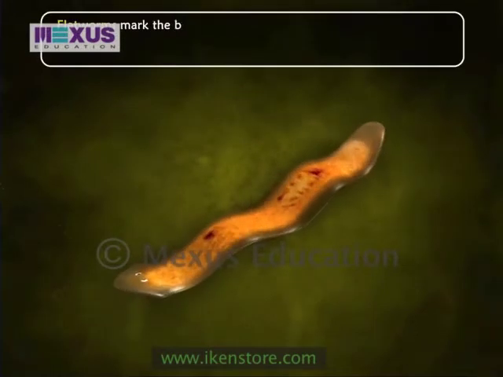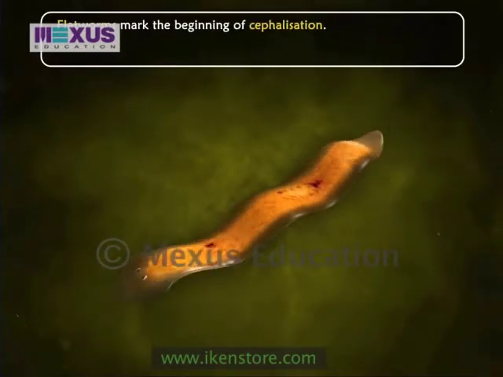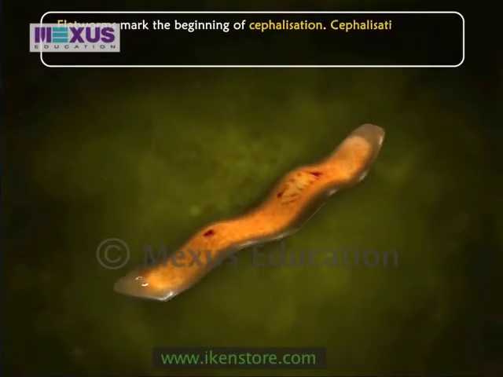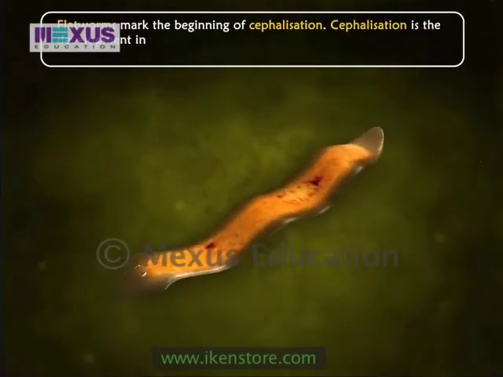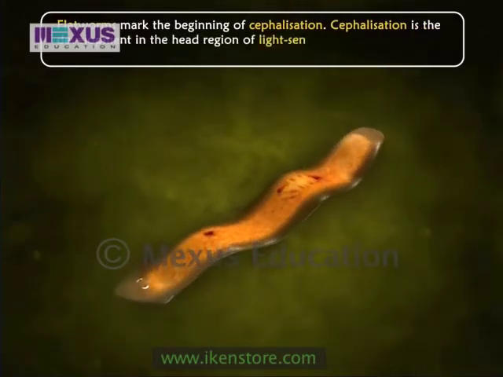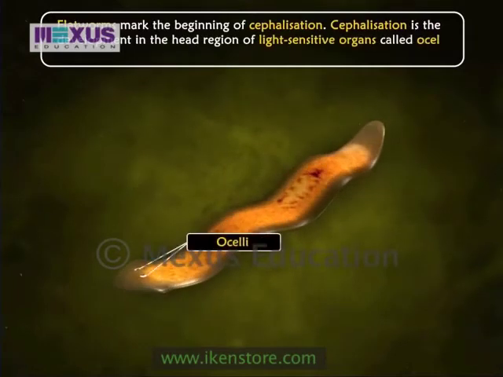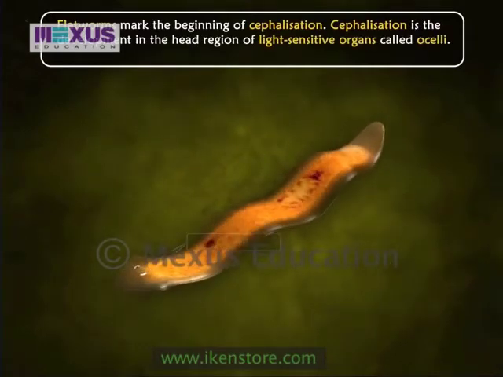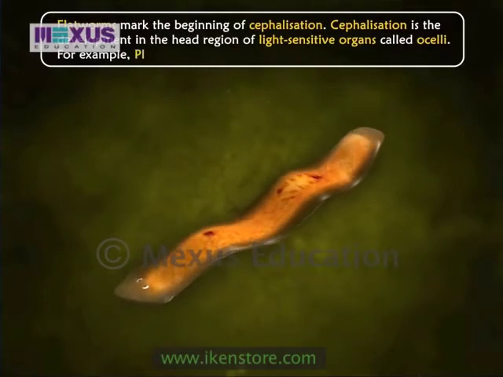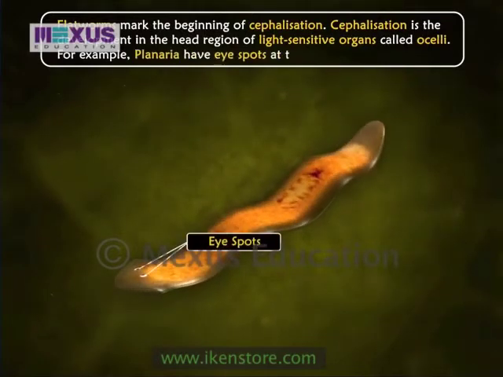Flatworms mark the beginning of cephalization. Cephalization is the development in the head region of light-sensitive organs called ocelli. For example, planaria have eye spots at the anterior end.